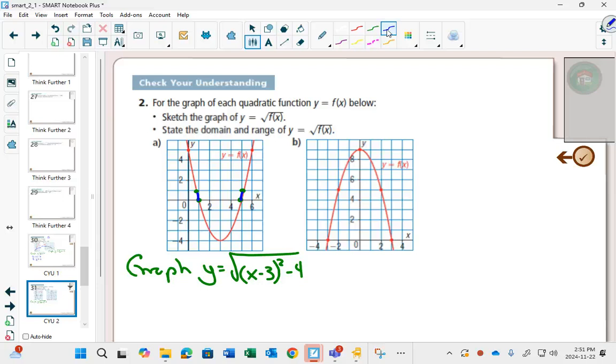Do we have any nice points? I guess technically here's where my y is 4 and 4. So when I square root that, that will be 2 and 2.